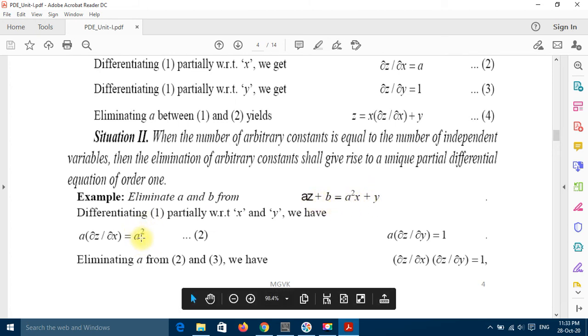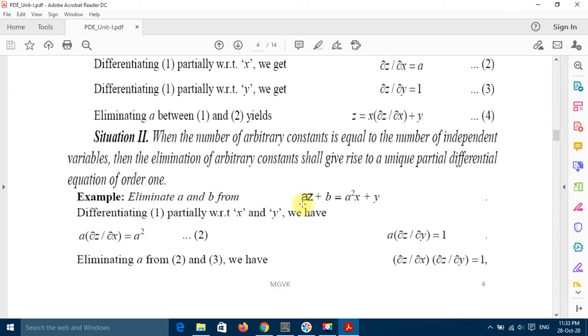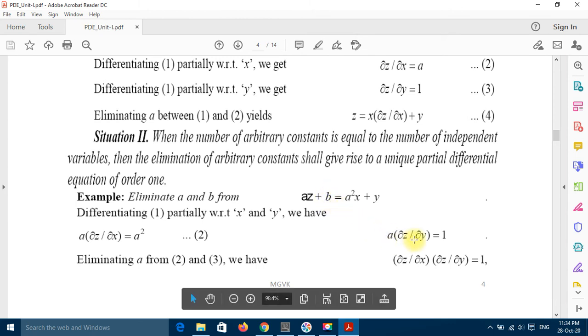This is our first condition, or we may write it as ∂z/∂x = a. Now we differentiate this equation, az + b = a²x + y, with respect to y partially. Then a ∂z/∂y = 1, because the partial derivative of a²x with respect to y is 0, and the partial derivative of b with respect to y is also 0. So a ∂z/∂y = 1, that is, ∂z/∂y = 1/a.